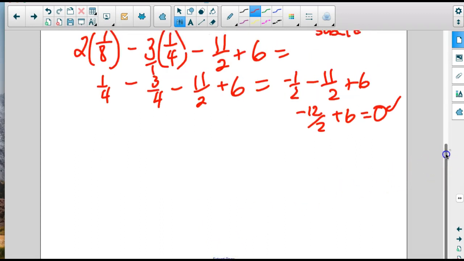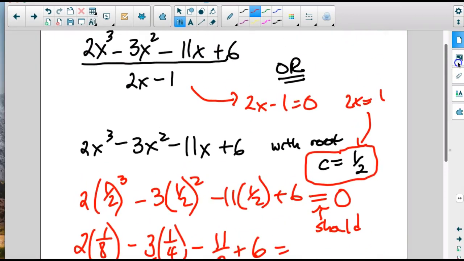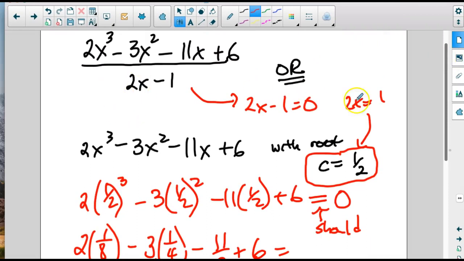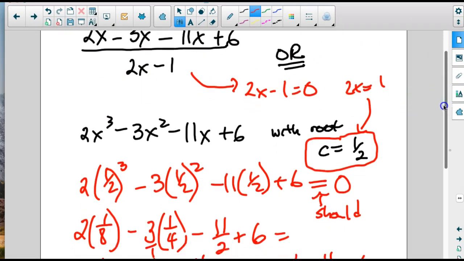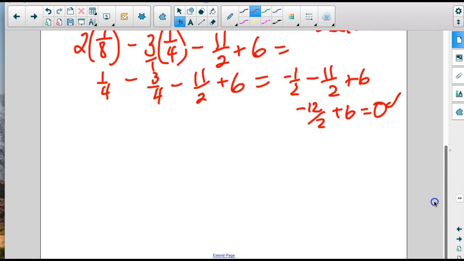All right, so let's do that. Now, this one's built for long division because it has this thing here. But we're going to do synthetic division again, but we may have to deal with fractions, so let's be prepared for that. So we're going to have to put on our box our 1/2.